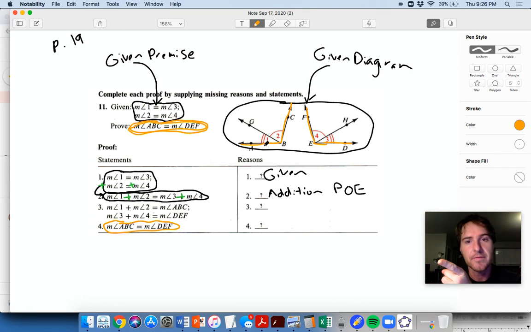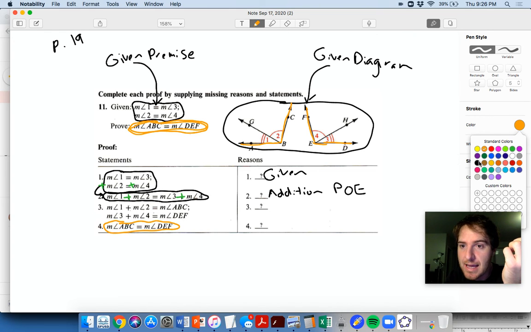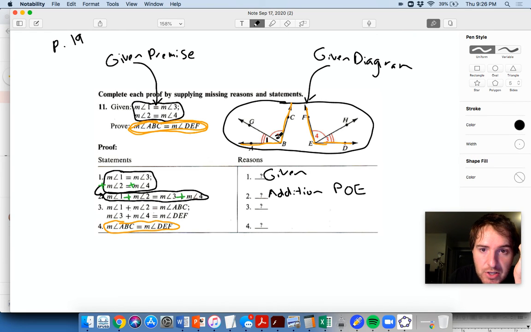This is why you got to study the definitions, right? What do definitions allow you to do? What do postulates allow you to do? And what do these properties of equality and congruence allow you to do? So one statement that you can say about the measure of angle ABC is that it's just the measure of angle 1 plus the measure of angle 2 would equal that measure of angle ABC right there. Check it out. Measure of angle 1 plus measure of angle 2 equals measure of angle ABC.